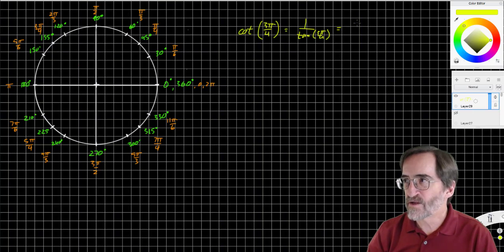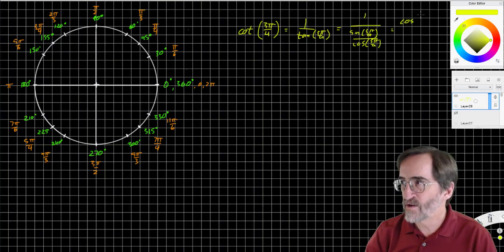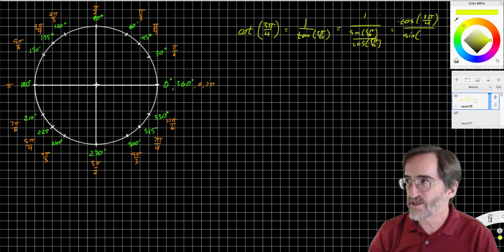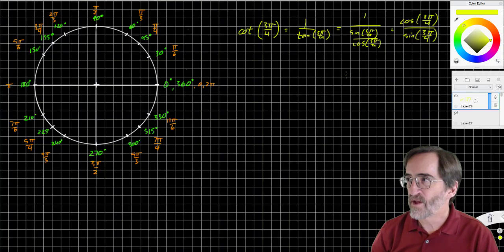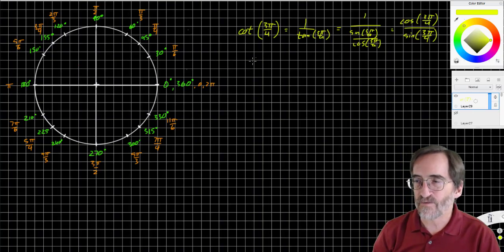I prefer to think of it as tangent being sine over cosine, and cotangent as the reciprocal of that, cosine over sine. Think of tangent as sine over cosine, and cotangent as cosine over sine. Okay? So think of it that way instead, and it'll make more sense.